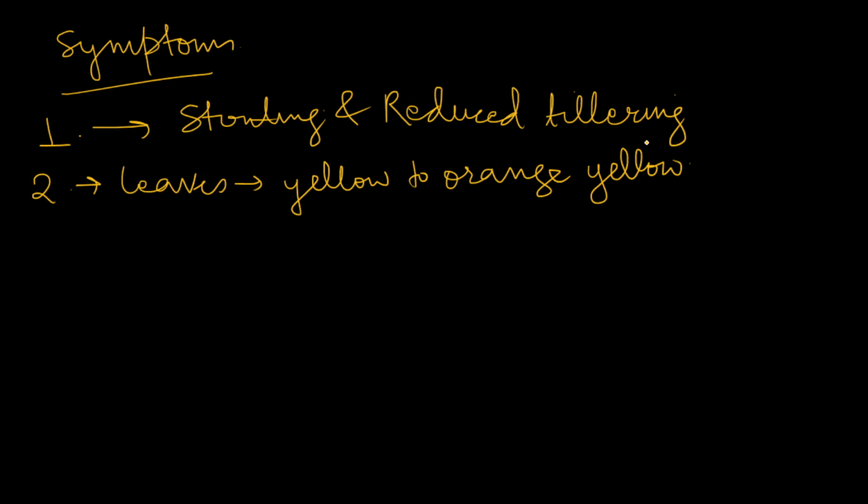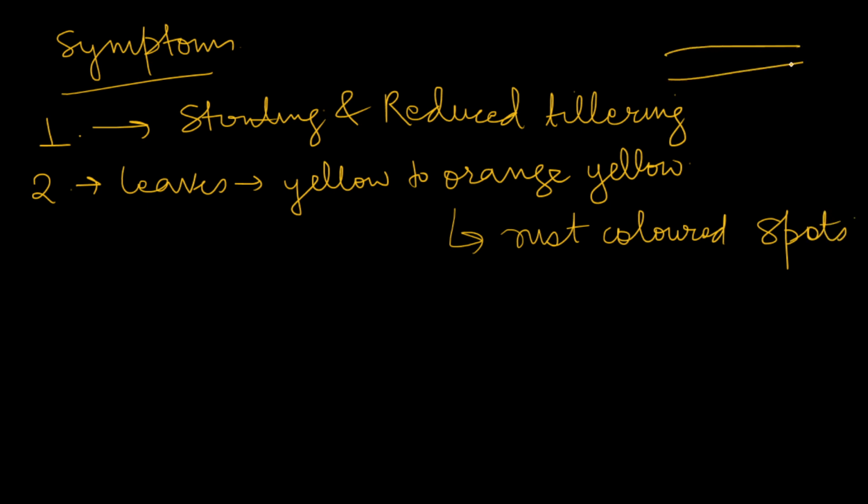And you will also see some rust colored spots there in the leaf. Rust colored spots, such as if you have seen the iron rusting color, so that will be the spots. If suppose this is a leaf, you will see this type of rust colored spots and the leaf will become yellow to orange yellow. So this is another symptom.